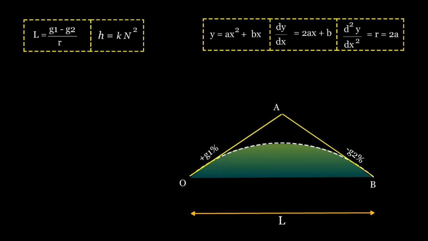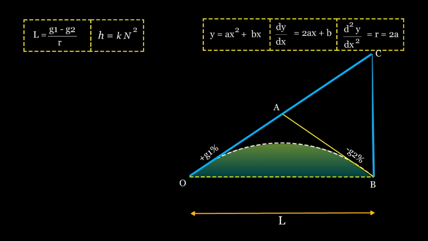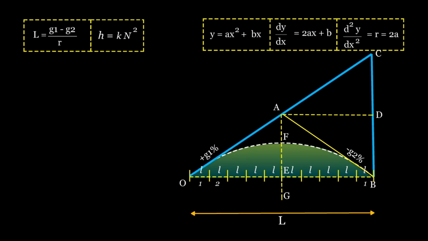Deriving the formula for k. To find k, we extend the tangent g1 to point C directly above B, then draw a horizontal line CD and a vertical midpoint line FEG. The length of the chord at uniform intervals is L. The number of chords at each side of the grade is n.